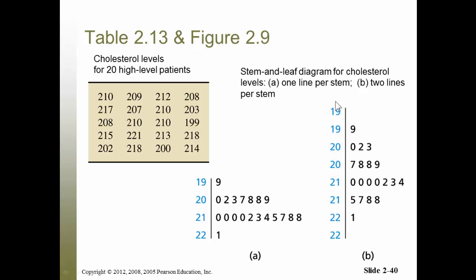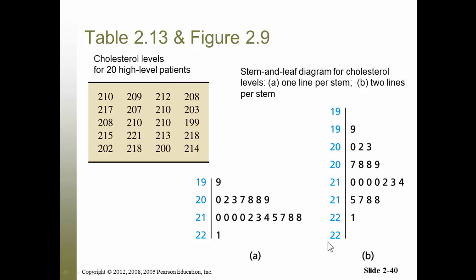Here's another case, and this collection shows something interesting. We had a lot of observations in the 200s, in the 210s. So, what was done with these data was to instead put two lines for each stem, 190s, 200s, 210s, and so on. That spreads out the data, and you can see that here we have just 0 through 4, and then 5 through 9 for the leaves. And that gives us a very nice bell-shaped curve for this distribution.